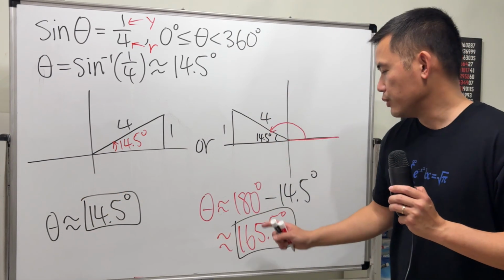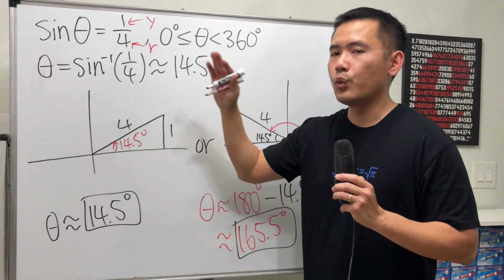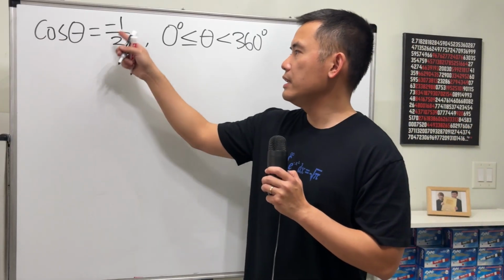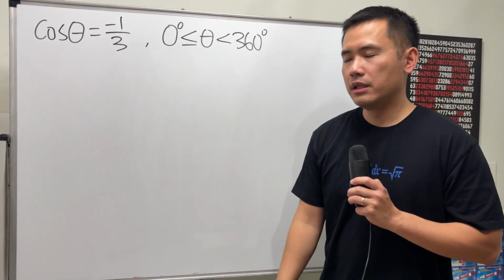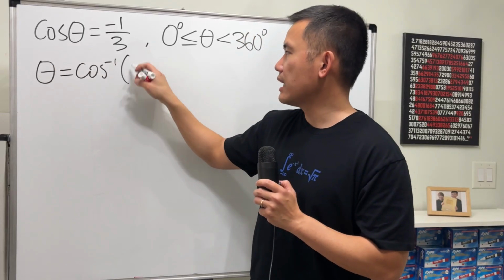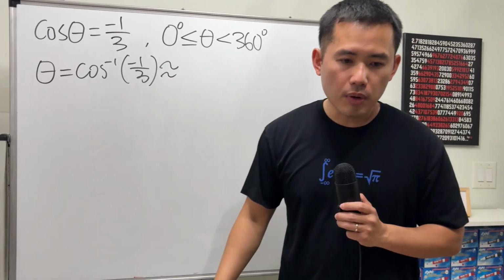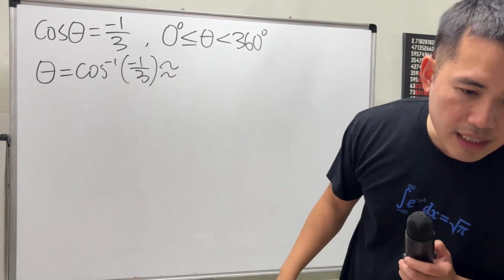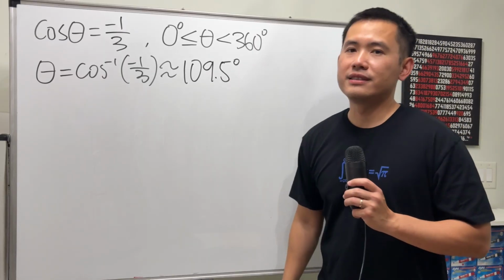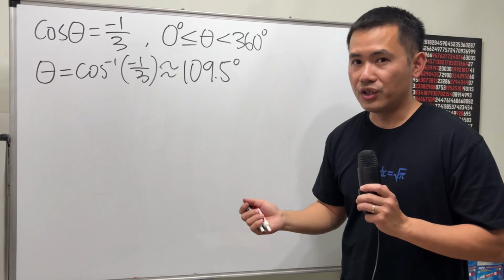It's not always true. You do 180 degrees minus the angle if you're dealing with cosine or tangent. So let's also take a look. Here we have cosine theta equals negative 1/3. Yes, let's go ahead and put theta equals inverse cosine and just enter that inside, and then use a calculator. We will get approximately 109.5 degrees. Quite nice. Notice that this answer is inside of this interval, so we are good.